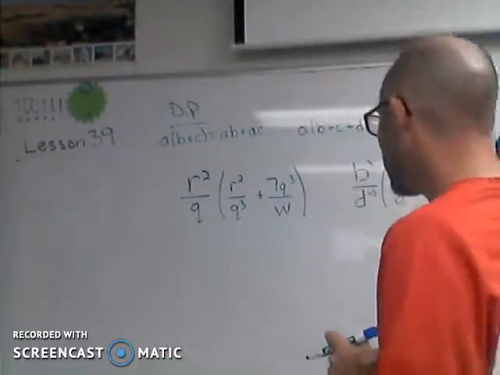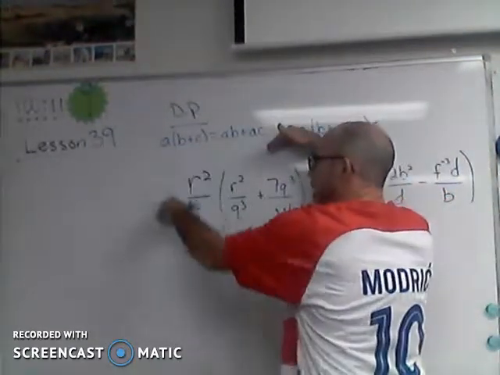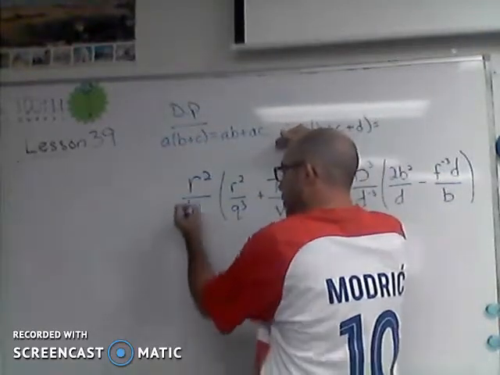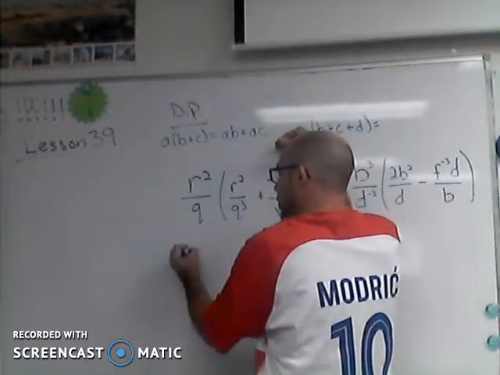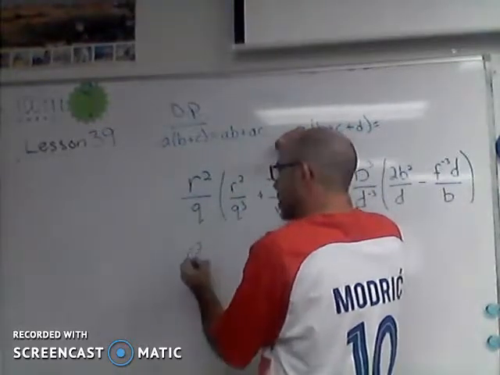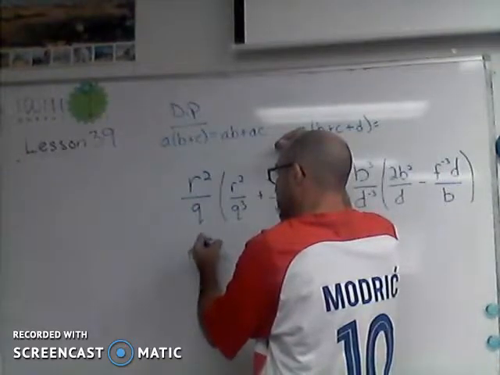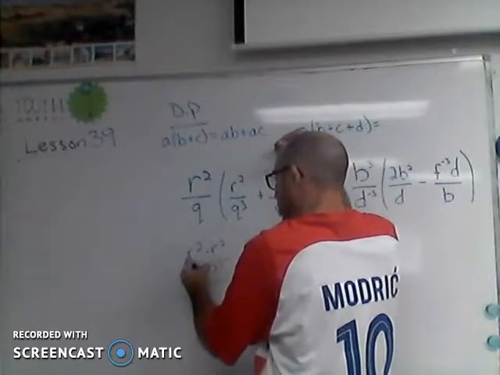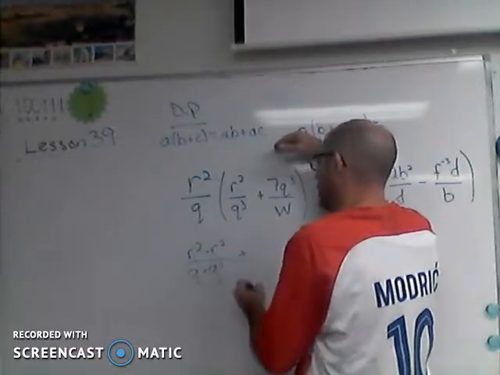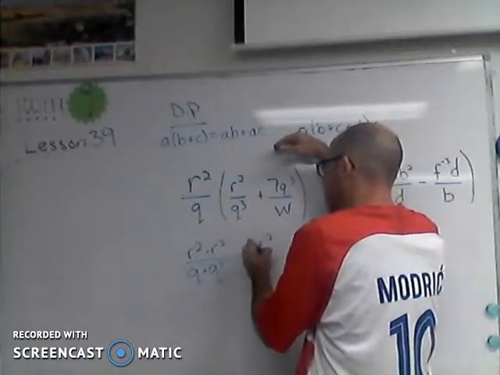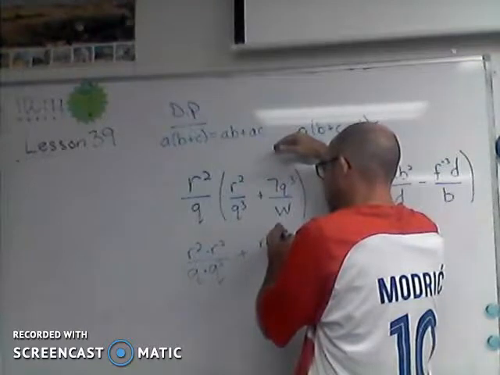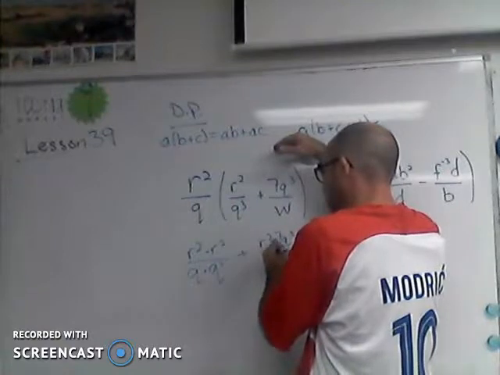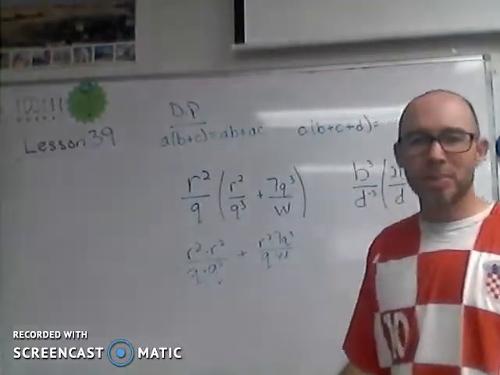Okay. All right, here we go. So this is A, this is B, and this is C. So we just need to distribute that r squared over q into these other two terms. And I'm not going to put parentheses now, because everything's multiplication and division. You're going to have r squared times r squared over q and q to the third, multiplied, plus r squared and 7 and q cubed over q and w. That looks pretty messy, doesn't it?